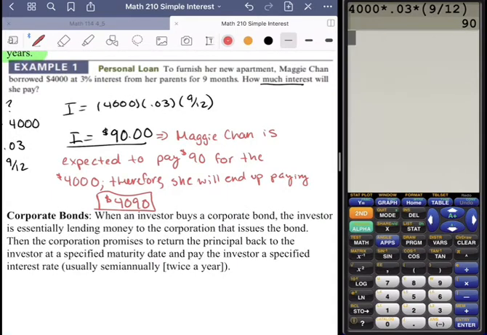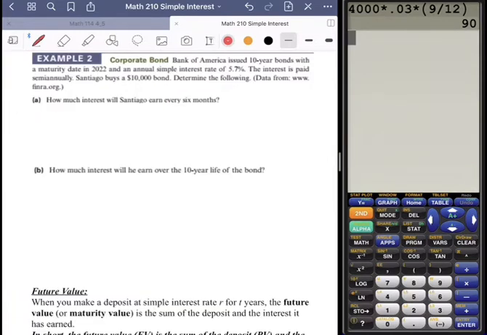Corporate bonds. When an investor buys a corporate bond, the investor is essentially lending money to the corporation that issues the bond. Then the corporation promises to return the principal back to the investor at a specific maturity date and pay the investor a specific interest rate, usually semi-annually, twice a year. Bank of America issued 10-year bonds with a maturity date of 2022 and an annual interest rate of 5.7%. The interest is paid semi-annually. Santiago buys $10,000 in bond. Determine the following. Okay?